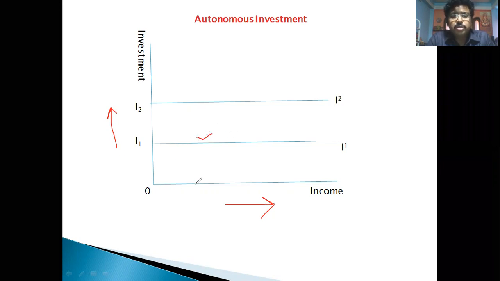This investment is income inelastic. It does not depend on income. And I2 is also investment, but there is an increase in autonomous investment. Here the autonomous investment is low, but here the autonomous investment is high.